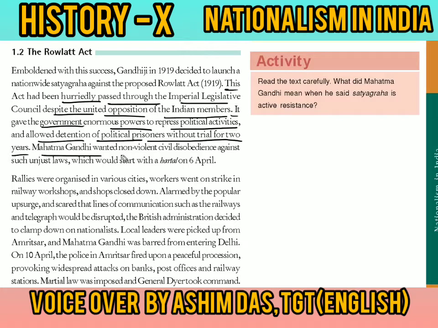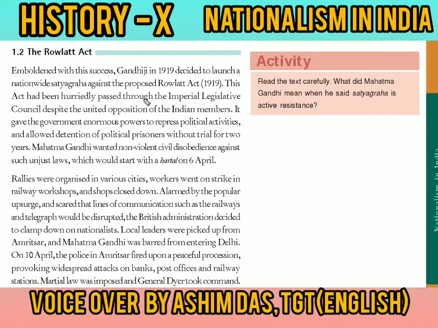It gave the government enormous powers to repress political activities and allow detention of political prisoners without any trial for 2 years. That means they are not required to go to any kind of court and trial, and they would just be sent to jail for 2 years and detained there. Mahatma Gandhi wanted a non-violent civil disobedience movement against such unjust laws, so he started a hartal. He said that on 6th April there will be a hartal, meaning a complete shutdown of the whole system, and there would be nationwide participation in the hartal. Mahatma Gandhi always wanted it to be non-violent, and he decided to go for a peaceful method with the help of Satyagraha.